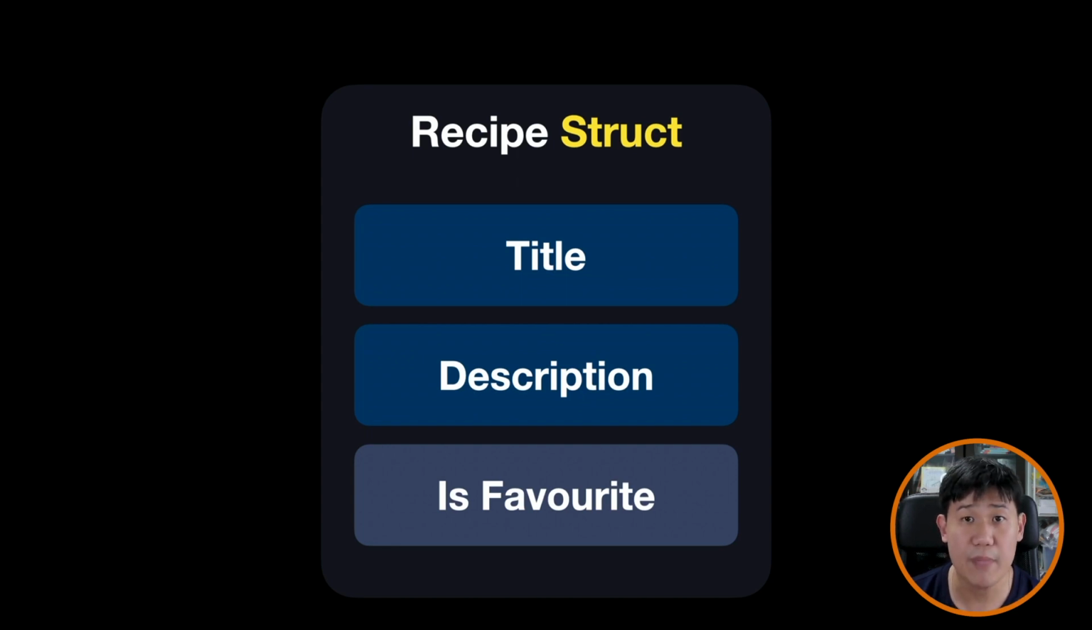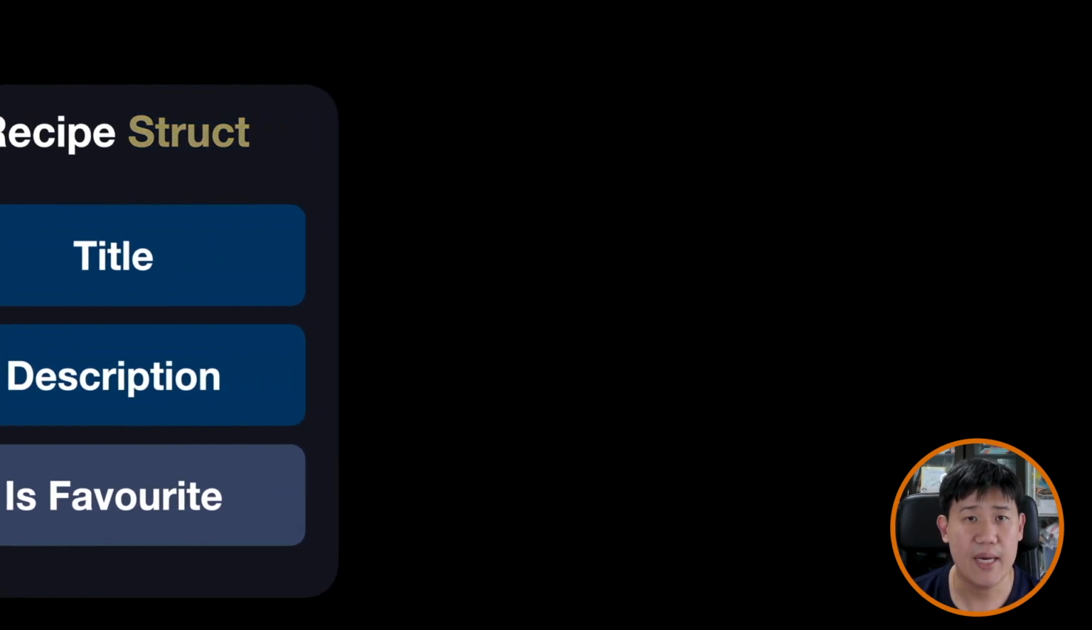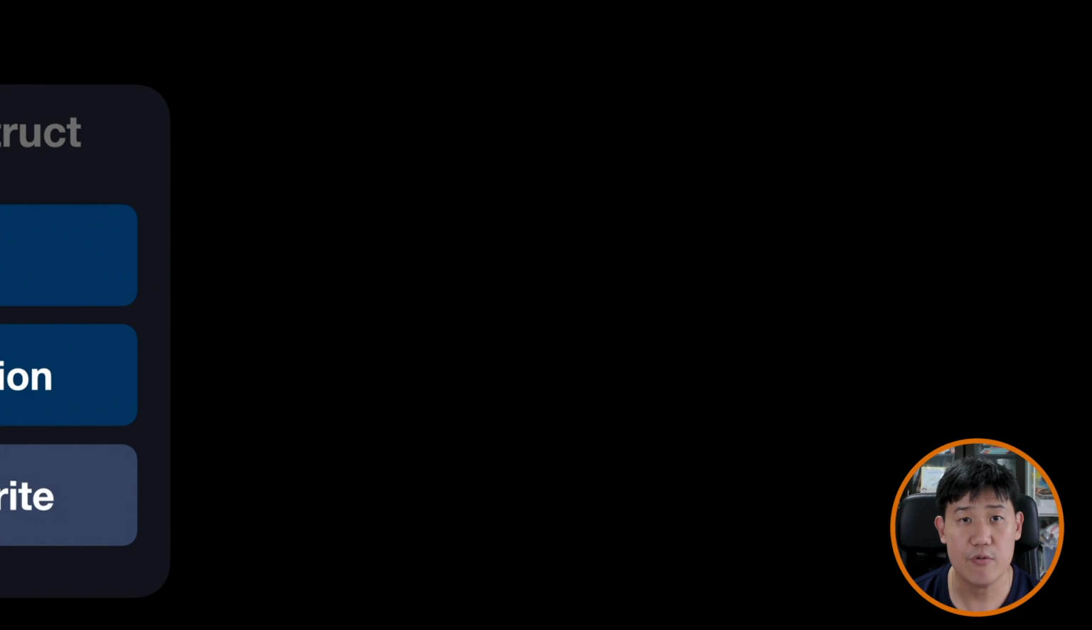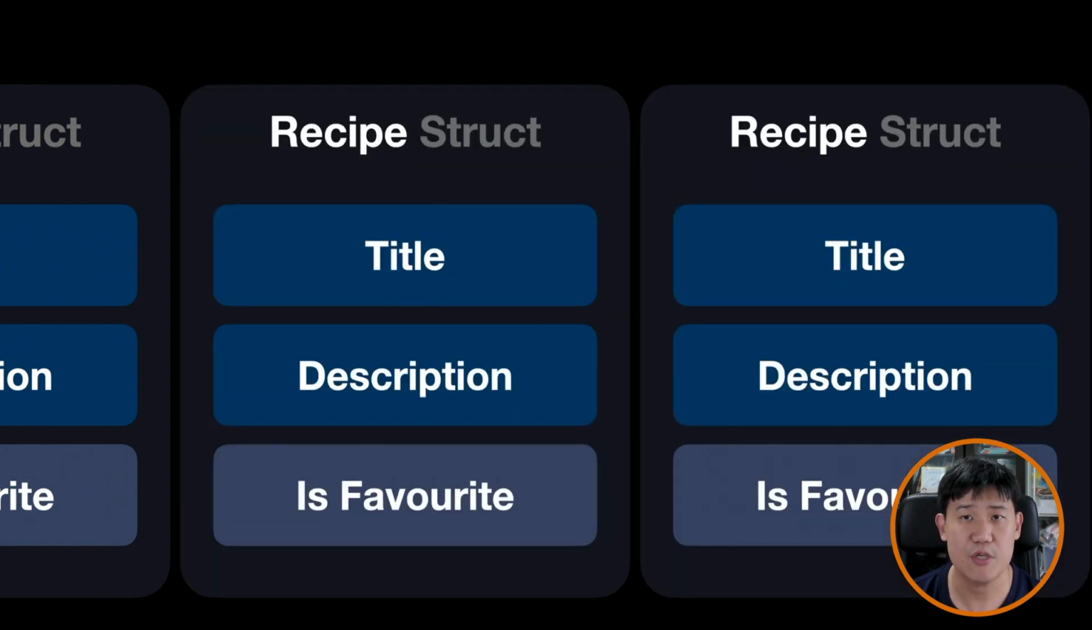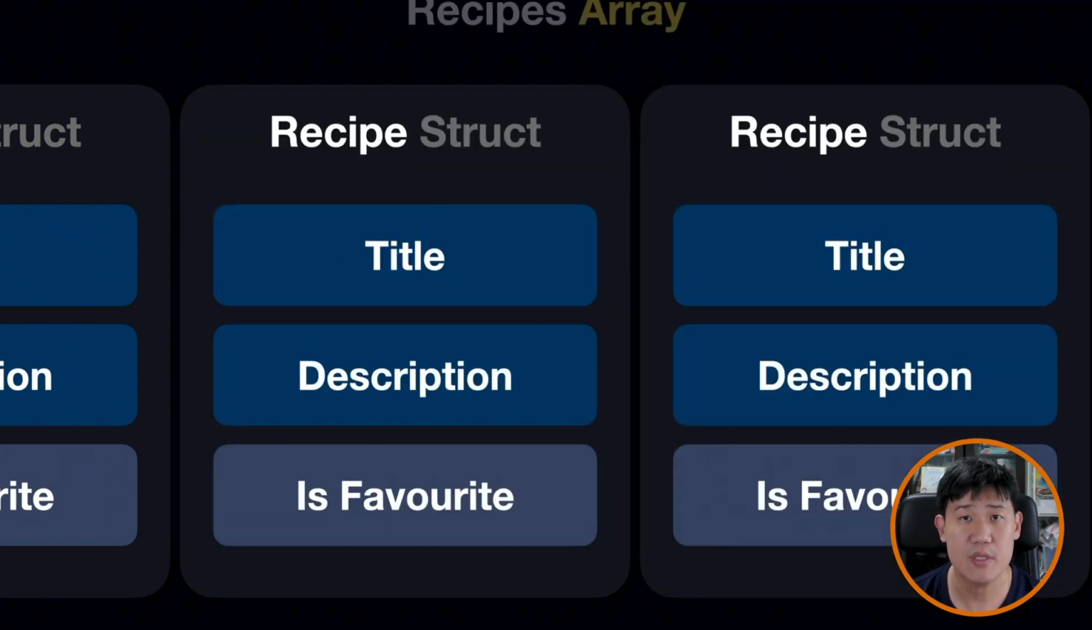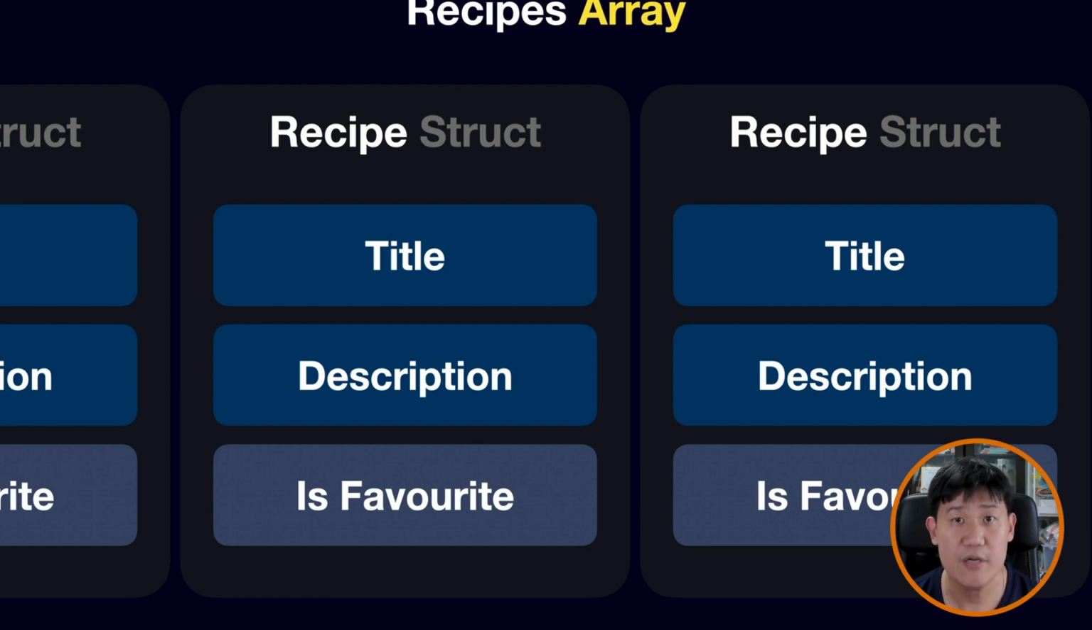So if you want to store multiple recipes, you might actually put them into a recipe struct. So you can see over here, multiple recipe structs. You're going to store them in a recipes array. Okay, so let's implement this in our code.